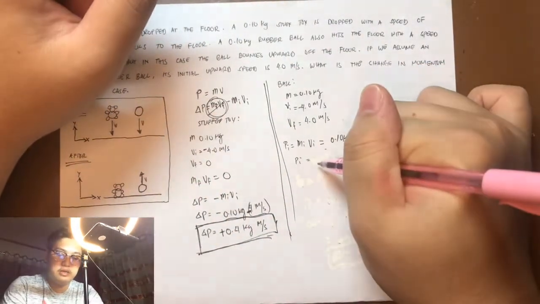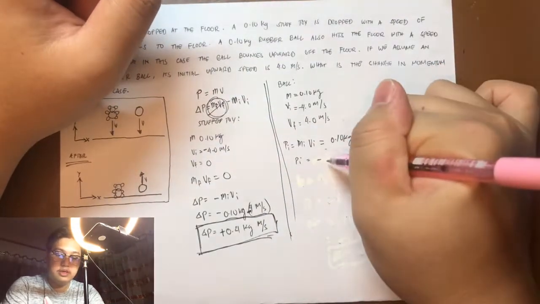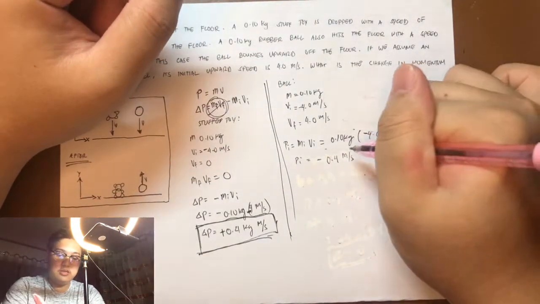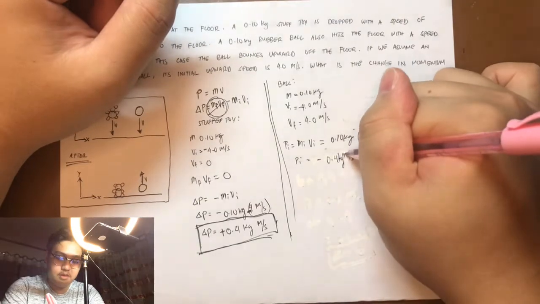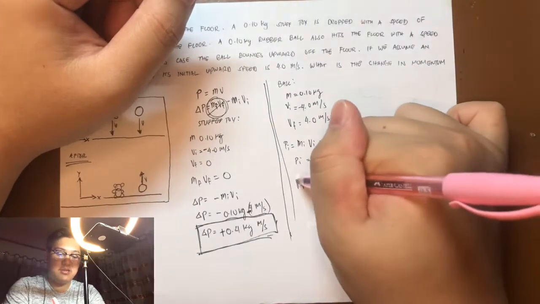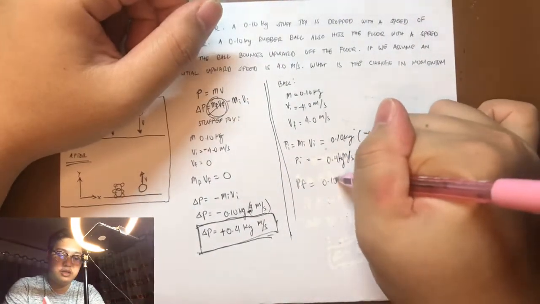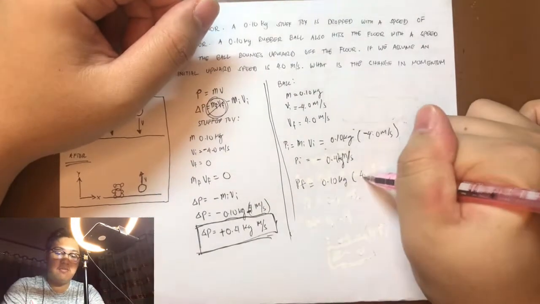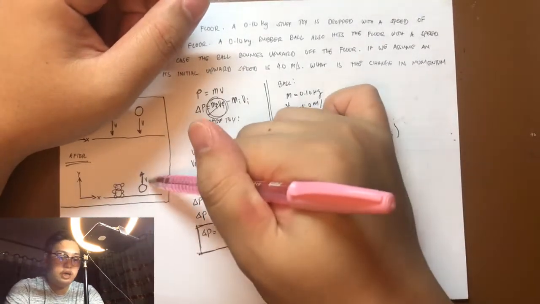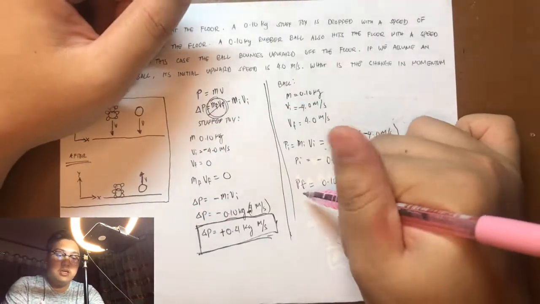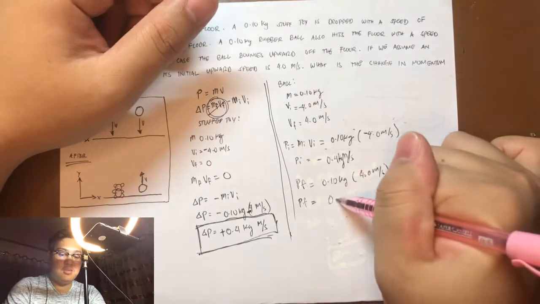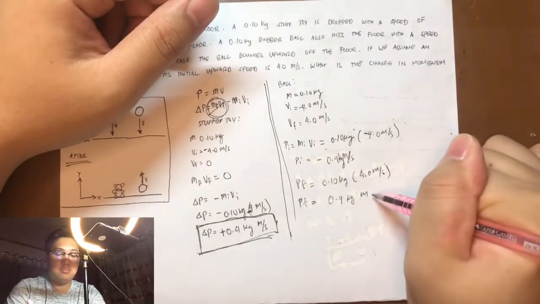So, ibig sabihin, meron tayong negative 0.4 kilogram meters per second. So, yan P initial natin. Punta tayo kay P final or momentum final natin na meron din tayong 0.10 kilogram, and meron tayong 4.0 meters per second na final velocity. Positive na siya dahil upward na. Equals naman yan kay positive 0.4 kilogram meters per second.